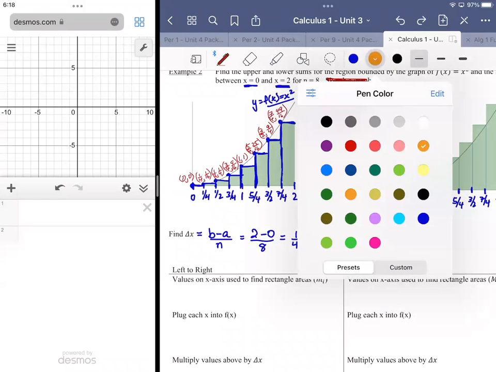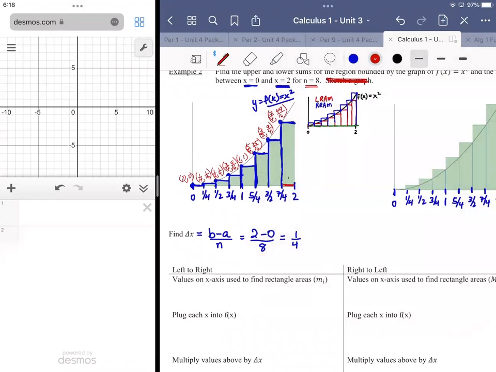Go with the classic red. Keep it simple. So the base is 1/4. The height for this one, for example, is 49/16. We could figure out the area of this rectangle. The base is 1/4. The height is 9/4. We could find the area of that rectangle, and so on. We could go through and do it all that way. But that's a technique that would help us figure out just this one problem. We need something that's going to help us figure out any problem of this variety.